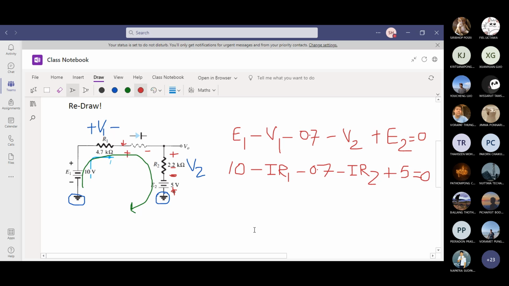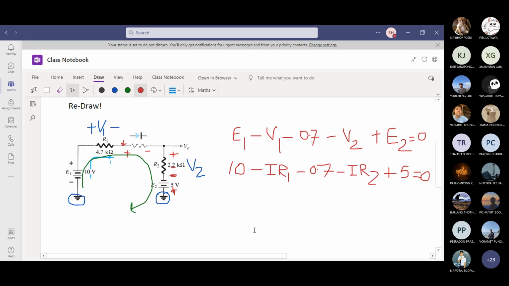You know the value of R1 and R2. R1 is 4.7 kilo ohm, which is 4700 ohm. R2 is 2.2 kilo ohm, 2200 ohm. What is the only unknown variable in this equation? I. So let's find I.